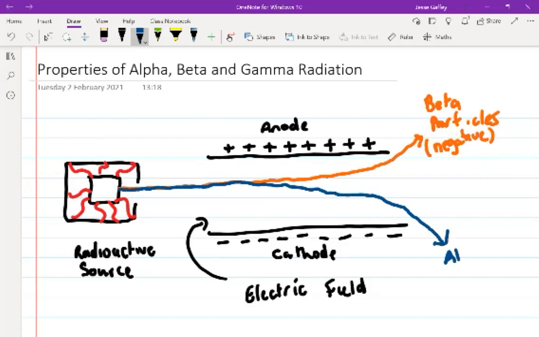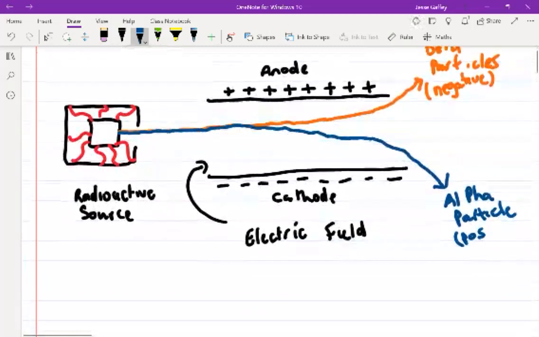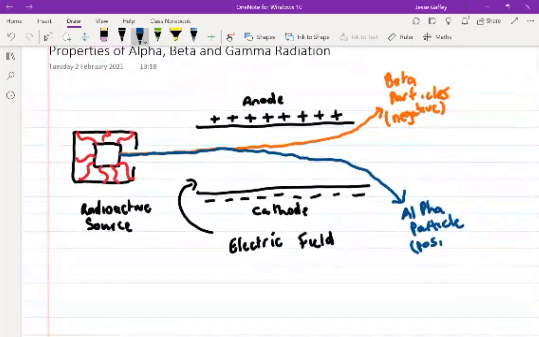This is what we call an alpha particle. Is down here. Alpha particles are attracted to the negative plate because they are positively charged. So alpha particles are positively charged. So they are attracted to the negative terminal or the negative plate of the electric field.